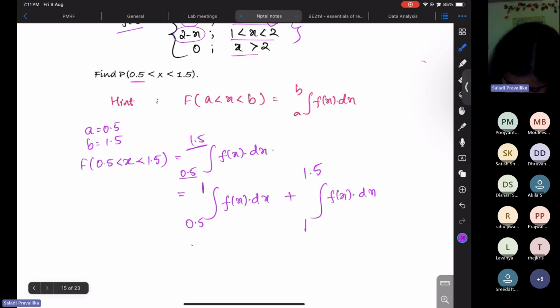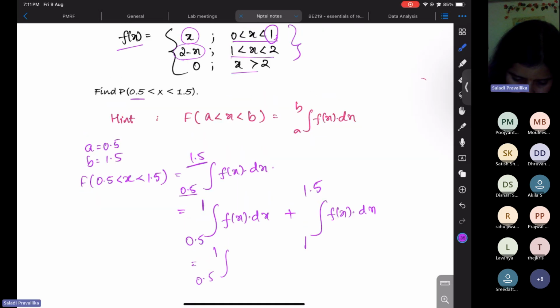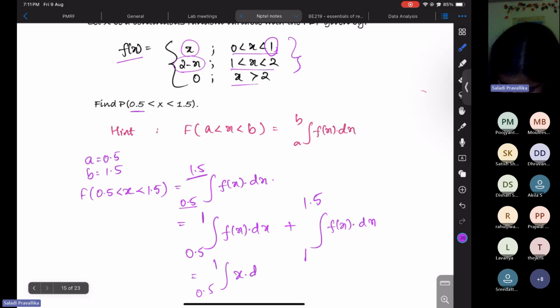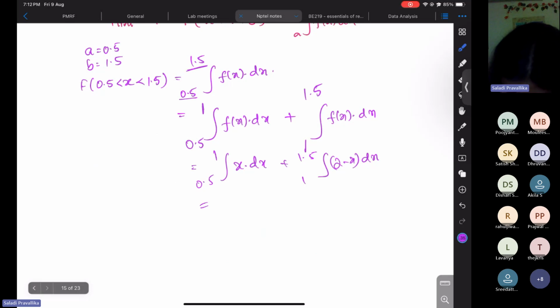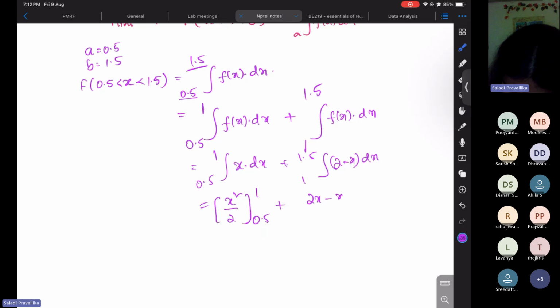So for this one, what is f of x? It's nothing but x dx, plus from 1 to 1.5, what is it? 2 minus x, 2 minus x dx. Right? So let us write the integral. For x, the integral is x squared by 2 within the limits 0.5 to 1, plus 2x minus x squared by 2 within the limits 1 to 1.5.